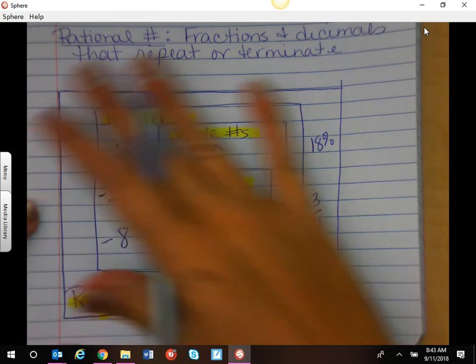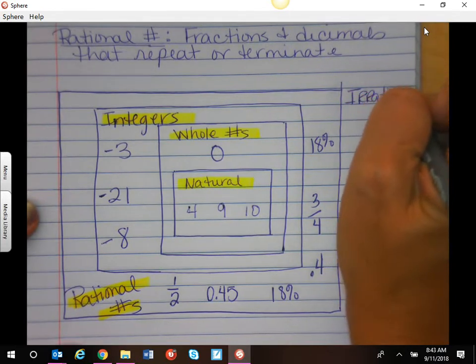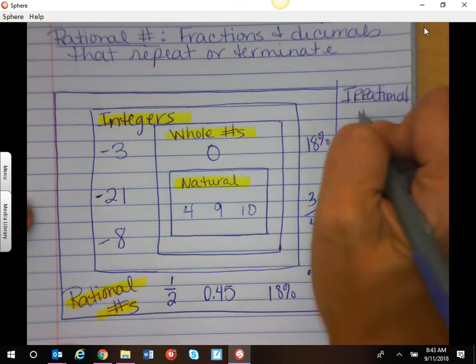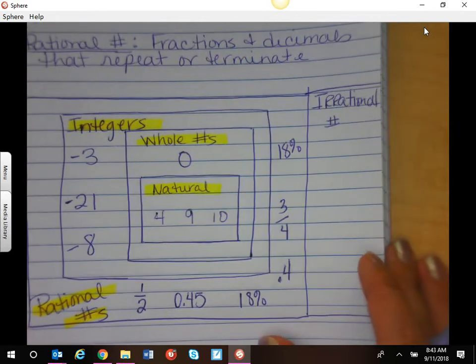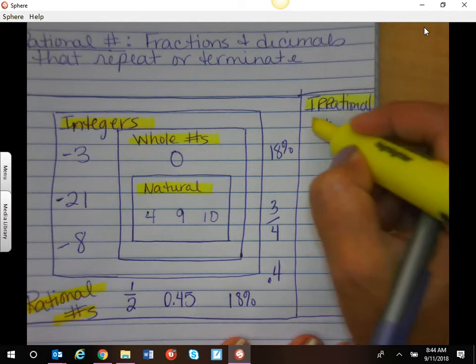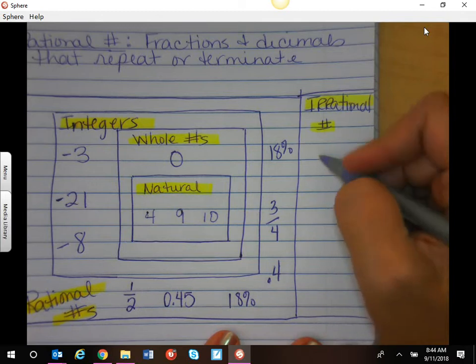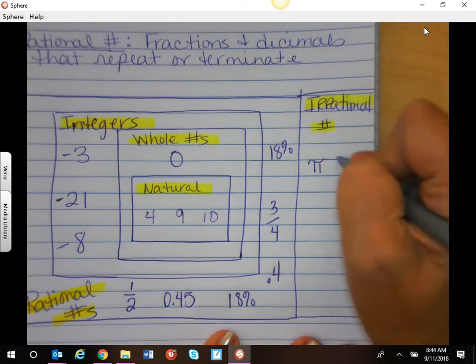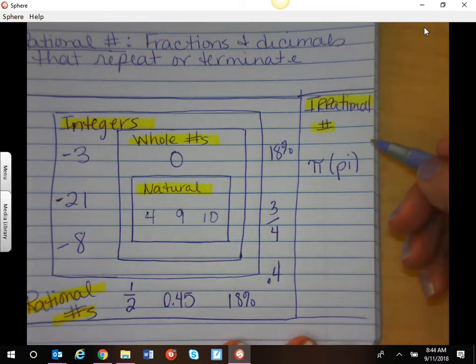If it doesn't fall into these categories, we have irrational numbers. And these are not super important to us, but you need to realize they don't fall in this category. And these are going to be decimals that just go on forever, or ugly things. So like pi, the symbol pi. It's above my board, and it's 3.14159265 and so on. It just keeps going and going, and it doesn't repeat and it doesn't terminate or end.